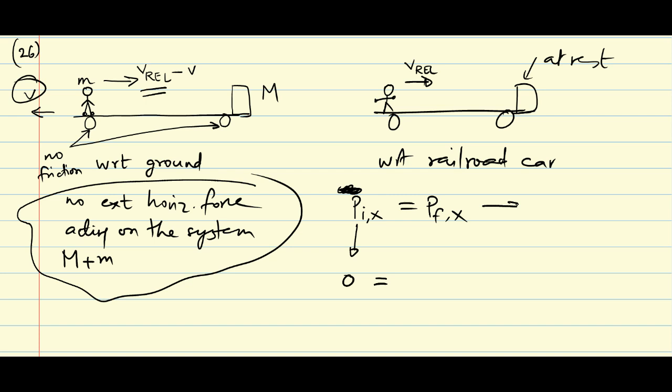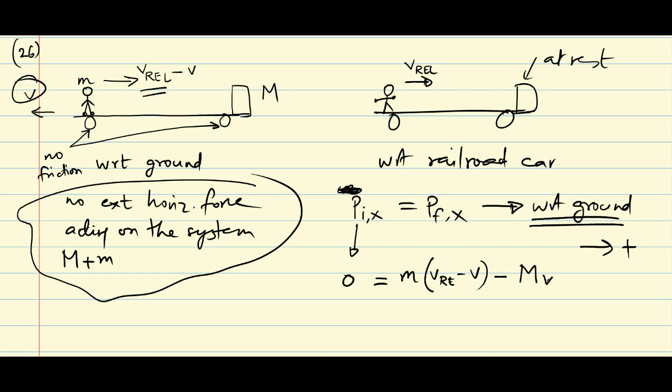Now this equation is written in a certain reference frame. So we are writing it currently in the ground frame. So all momenta are to be calculated in the ground frame. So P final in the x direction. Let's look at the man first. Mass of the man multiplied by, let's assume that rightward is positive, so the man's velocity is v relative minus v. And under the same assumption that rightward is positive, I have to be consistent in the same equation. I write the momentum of the wagon, so that's traveling left, so minus M times v.